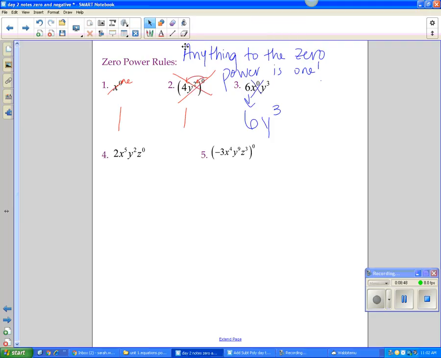All right, number 4, Zaria, what is the 0 with? The Z. So the Z cancels. Ethan H., what do you think I'm going to write for my answer for number 4? Very good, Ethan H. Everything else drops down. Okay? Number 5, Daniel, what does that 0 go with? Very good. So everything cancels. Chuck, what do I write for my answer? A 1. Good. Are there any questions?